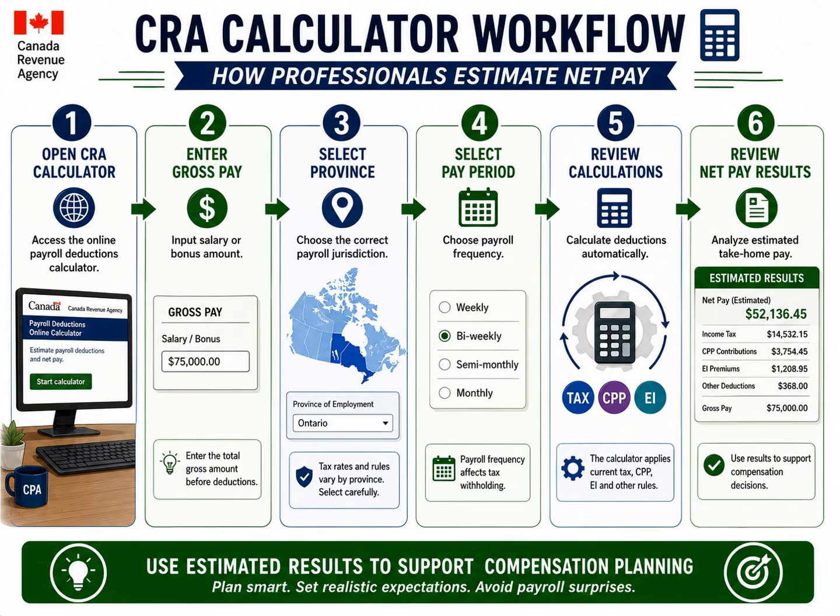Different provincial tax rates may apply, which can affect both payroll deductions and the final net pay estimate. Selecting the correct jurisdiction helps improve the accuracy of the calculation. The fourth step is choosing the pay period. Payroll frequency matters because payroll deductions are often calculated based on how often an employee is paid. For example, weekly payroll, bi-weekly payroll, semi-monthly payroll, and monthly payroll can produce different deduction amounts. Selecting the correct pay frequency ensures that the estimate reflects the actual payroll situation.